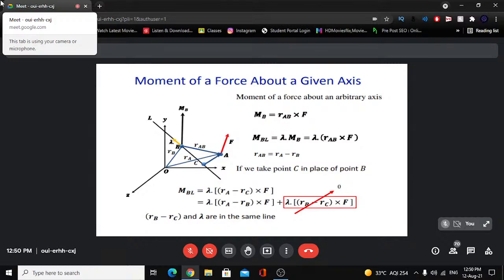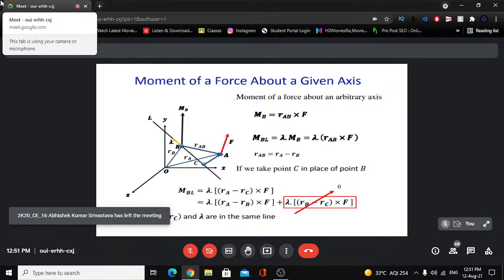Suppose we have a point B about which we want to work out the moment of force F, which is acting at point A. In this case, the position vector of A with respect to B is RAB. So MB will be RAB cross F, and then suppose we have a line BL, and this unit vector is directed along lambda as shown. Then the projection of MB on line BL will be lambda dot MB. So lambda dot MB is lambda dot RAB cross F.